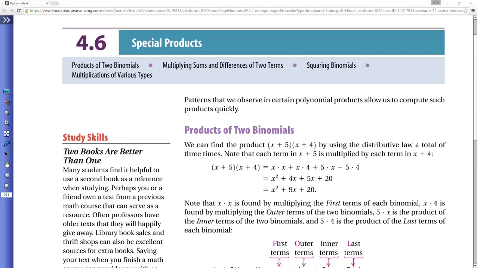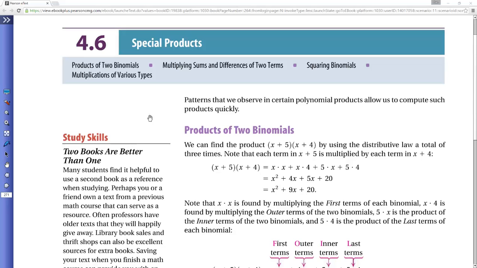Chapter 4, Section 6. Basically, everything we've learned so far about multiplying polynomials, you could apply and actually do this. They focus in on some special products, not necessarily so that you just learn a shortcut to multiplying faster, which is not a bad thing. If you can skip some steps, you're going to reduce the chances for error.